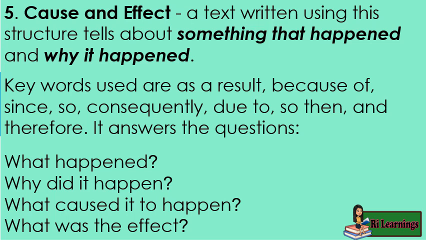Five. Cause and effect. A text written using this structure tells about something that happened and why it happened. Keywords used are as a result, because of, since, so, consequently, due to, so then, and therefore. It answers the questions. What happened? Why did it happen? What caused it to happen? What was the effect?